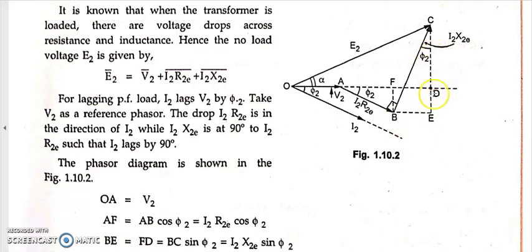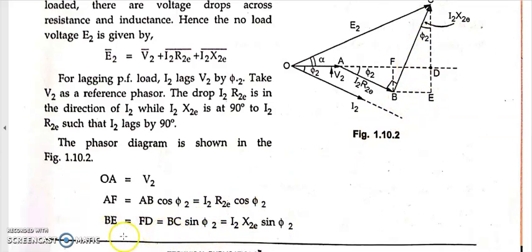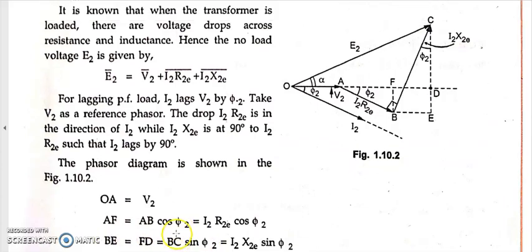So sin phi 2 is equal to opposite by hypotenuse, that is BE divided by BC. That is why we have written here BE by hypotenuse. So sin phi 2 is equal to BE by BC. BE is the opposite side and BC is the hypotenuse side, so opposite by hypotenuse.